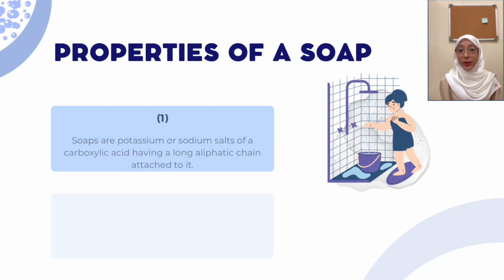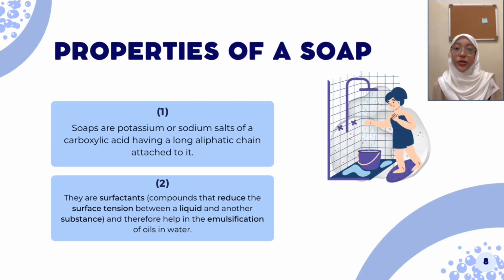broken. Next, in properties of a soap, basically soaps are potassium or sodium salts of a carboxylic acid having a long aliphatic chain attached to it. And they are surfactants, which are compounds that reduce the surface tension between a liquid and another substance, and therefore help in the emulsification of oils in water.